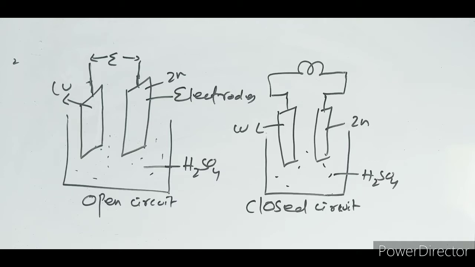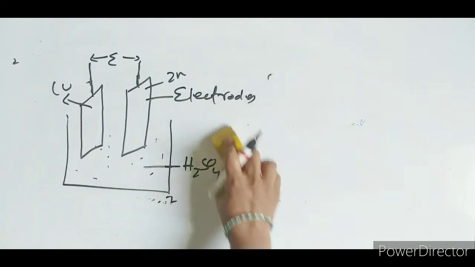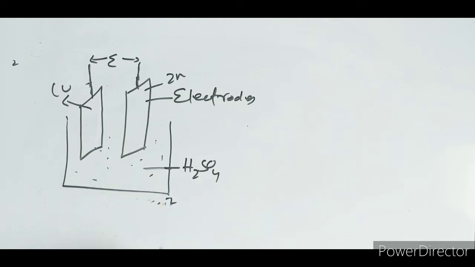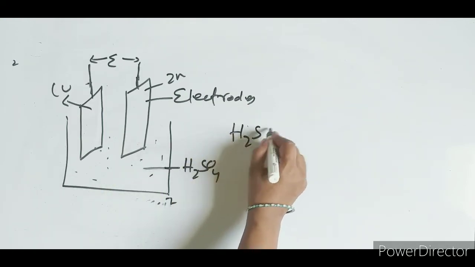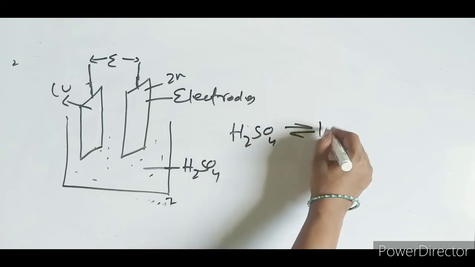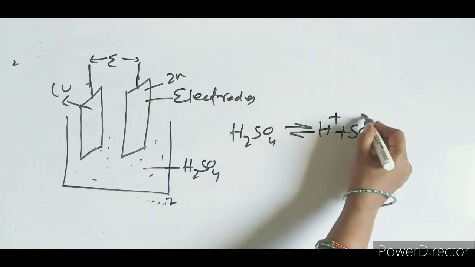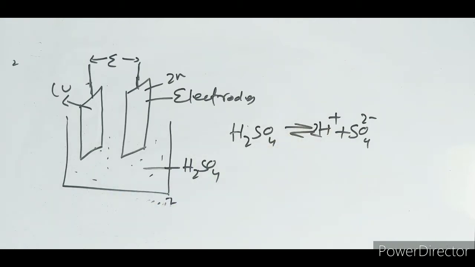Now let us see the mechanism of how this cell provides the current, or the electrical energy. From where is it getting electrical energy? Let us see that. In this case, what happens? We are taking sulfuric acid. When dilute sulfuric acid dissociates, it gives rise to H plus and SO4 2 minus.